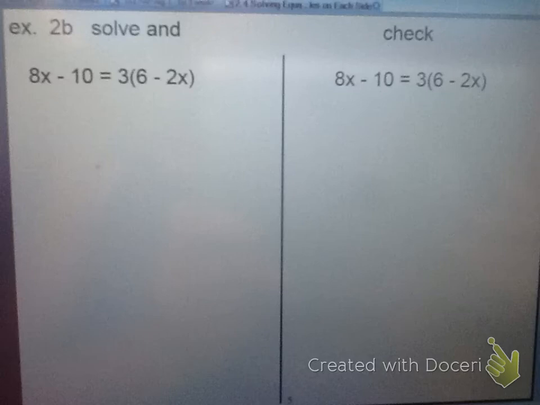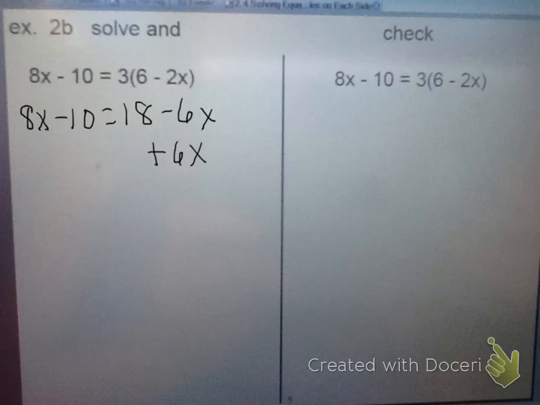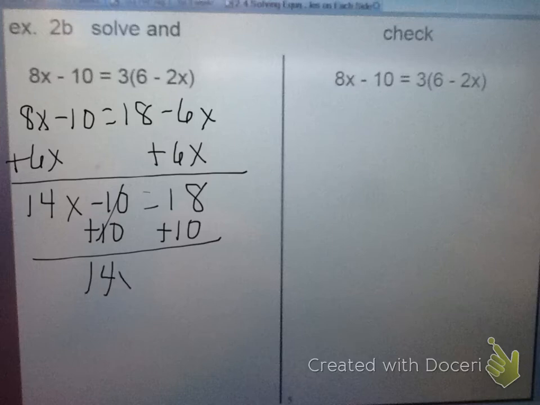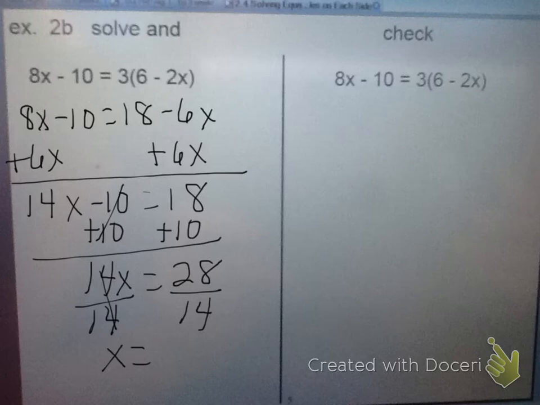Example B, I'm going to do the distributive property. It's 8x minus 10 is equal to 18 minus 6x. Add 6x to both sides. So that's 14x minus 10 is equal to 18. Add 10 to both sides. So that's 14x is equal to 28. Divide both sides by 14. 28 divided by 14 is 2.